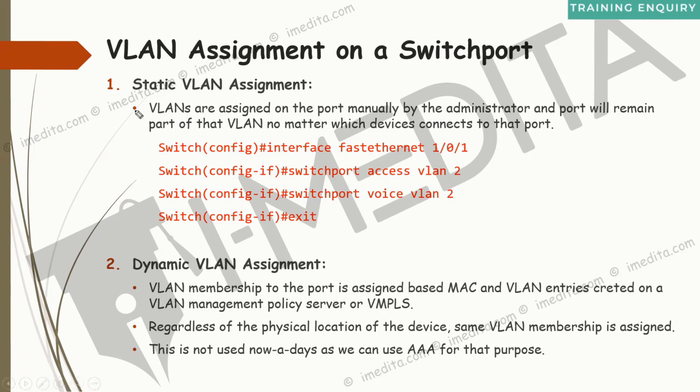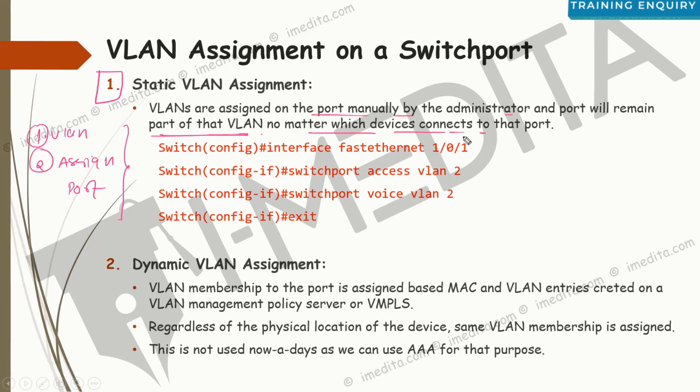So once you have created the VLAN, now you have to assign the port to the VLAN. VLANs are assigned on the port manually by the administrator, and the port will remain part of the VLAN no matter which device connects to that particular port.